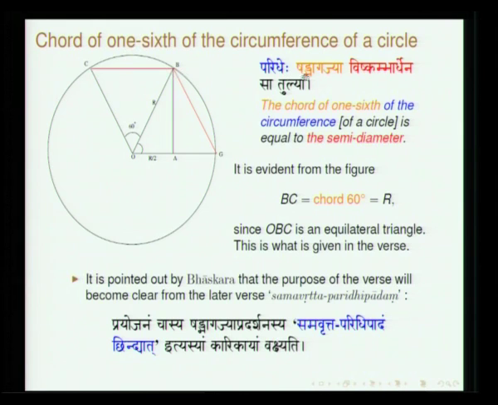So this half verse: paridhehe shadbhagajya vishkambhardhena satulya. So this is a statement. Paridhi is circumference, paridhehe means of the circumference, shadbhagajya. So jya refers to the chord. Okay.